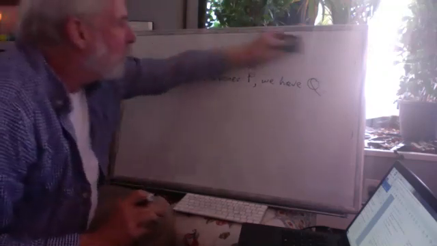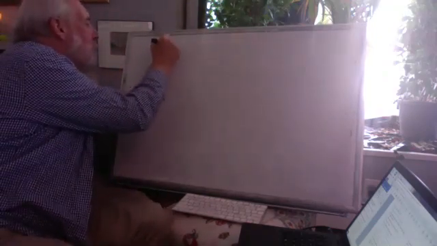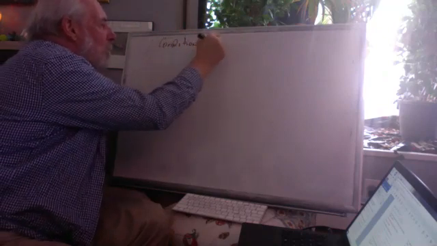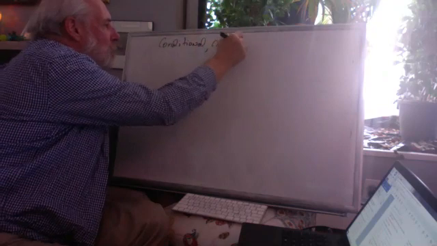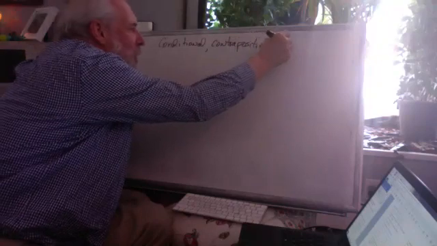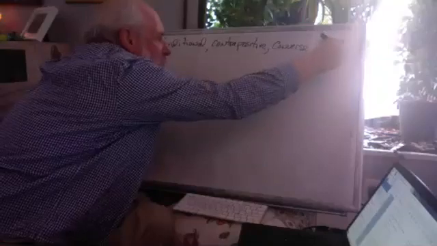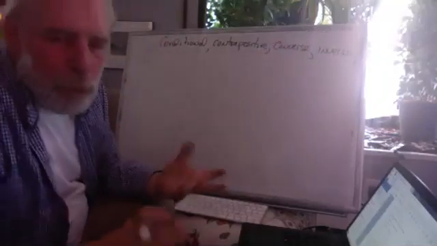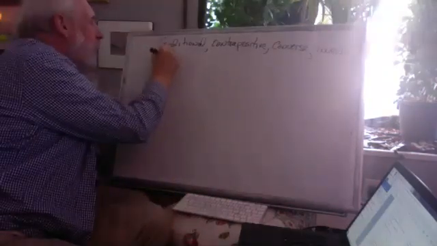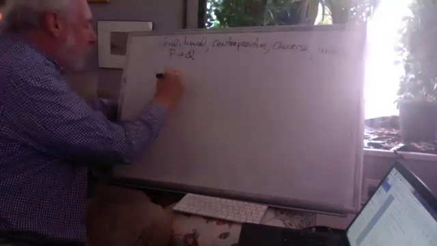So for the conditional statement, we have the conditional, the contrapositive, we have the converse, and we have the inverse. These are the four forms of the conditional statement. So, conditional statement is P then Q. So let me write the basic truth table down for that.